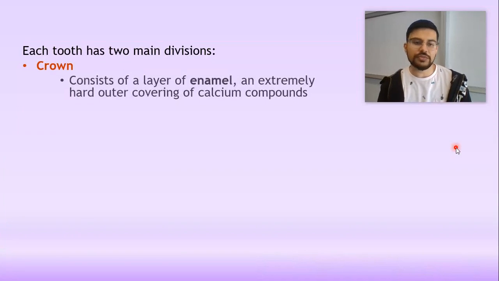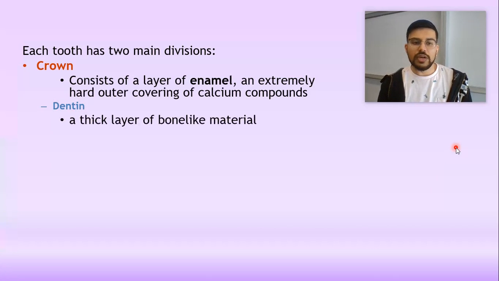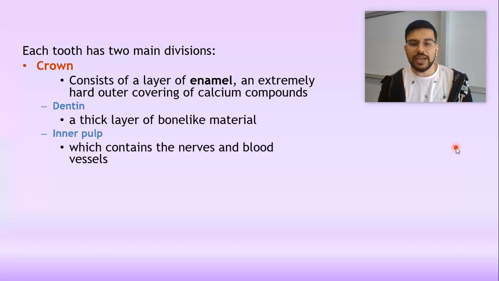You have two different parts for each of your teeth. At the very top, you have what's called the crown. That's a layer of enamel. It's very, very hard, and there are various calcium compounds there to make it hard. So it's kind of like an eggshell. You've also got what makes up the crown. So dentin is this bone-like material, and then you've got the inner pulp. This is on the inside of the tooth, and this contains all the nerves and the blood vessels.